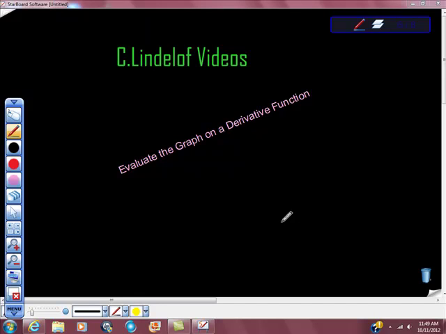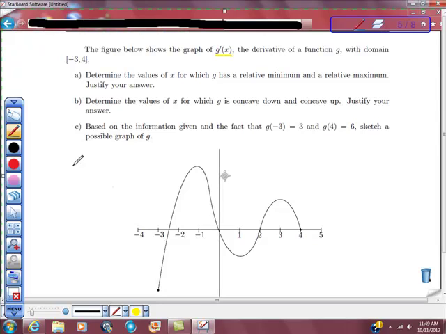AP Calculus: evaluate the graph of a derivative function. There's no chance at all that you're going to take the AP exam and not see a question, probably on the free response, that gives you a graph and asks you to interpret it or draw some conclusions. So this is what that might look like as a sample.